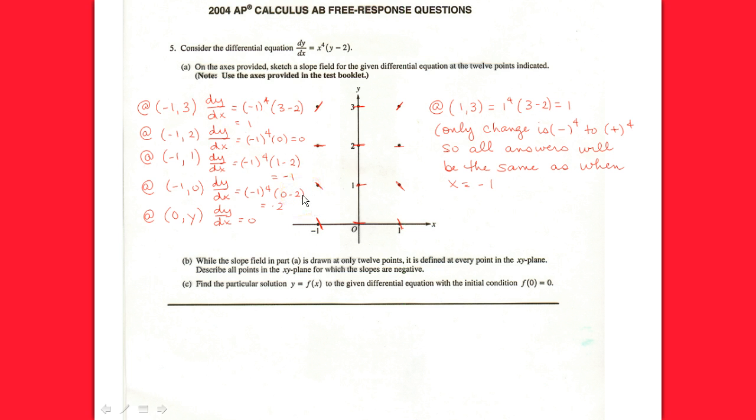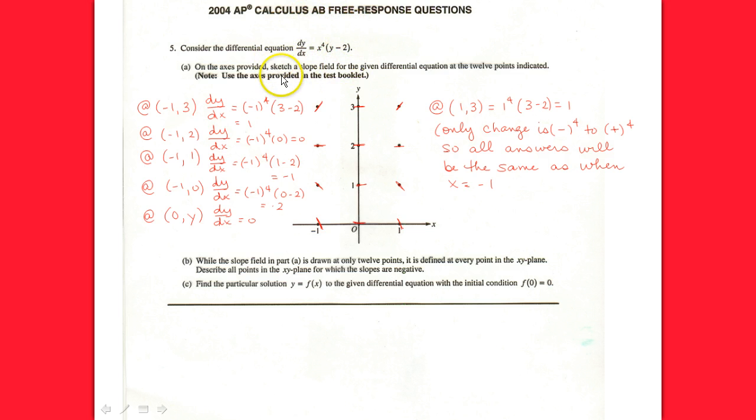On my test, I want to see a difference. I should see a difference between 1/2 and +4. And obviously, I should see a difference between a positive slope and a negative slope. So not that you got to get a ruler out and measure or anything like that, but we do want to be precise. Okay, then the second thing they say down here is, while the slope field in part A is drawn at only 12 points, it's defined at every point in the xy plane. I mean, you look at this derivative, there's nowhere that it doesn't exist.